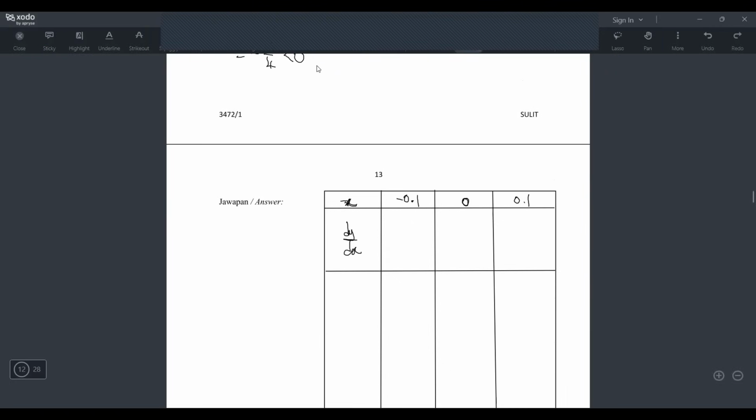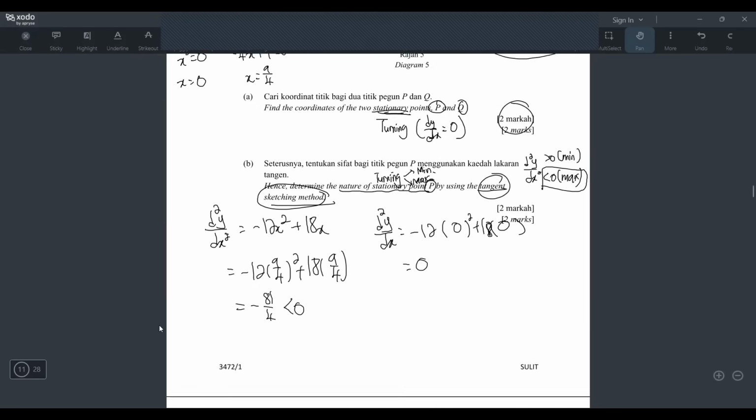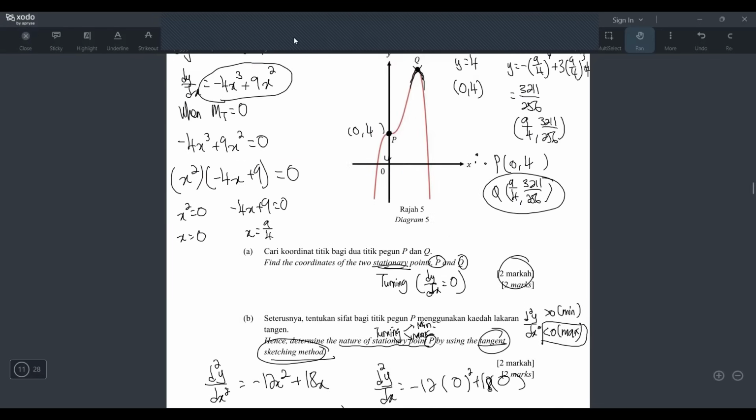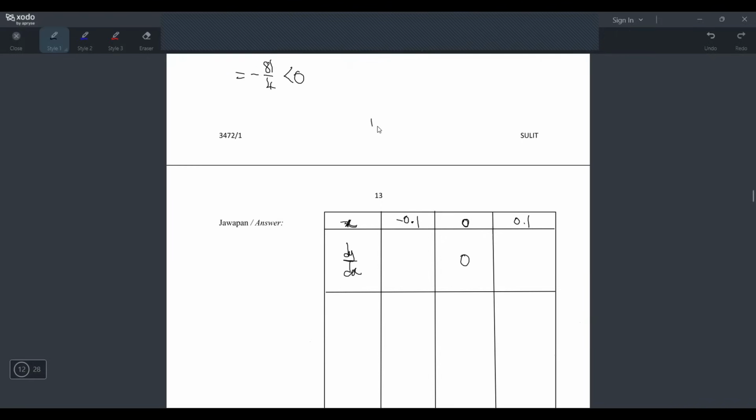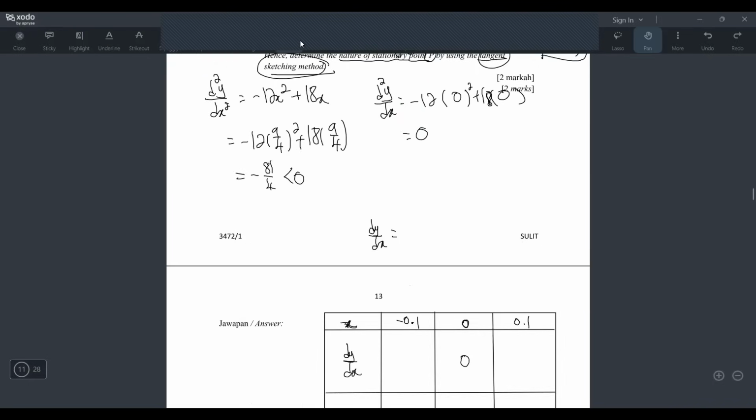So the first thing is to do dy/dx, right? What is the dy/dx? We all know the answer is this one: negative 4x^3 plus 9x^2. So I will substitute x with 0. But we all know when x is 0, we will end up with 0. So when x is 0, dy/dx will be 0 also. I think I should write down the dy/dx here: negative 4x^3 plus 9x^2.